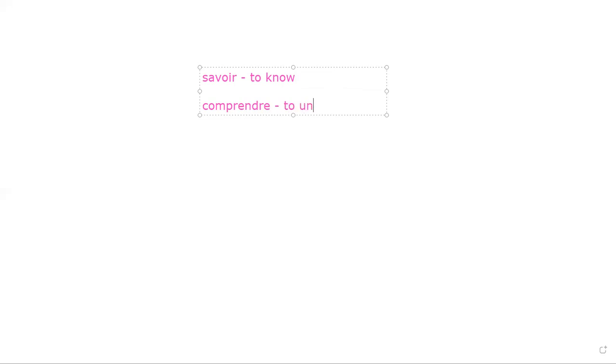Comprendre. Comprendre is my verb to understand. Have you done the savoir verb yesterday? Tell me yes or no. Tell me the savoir verb, present tense.